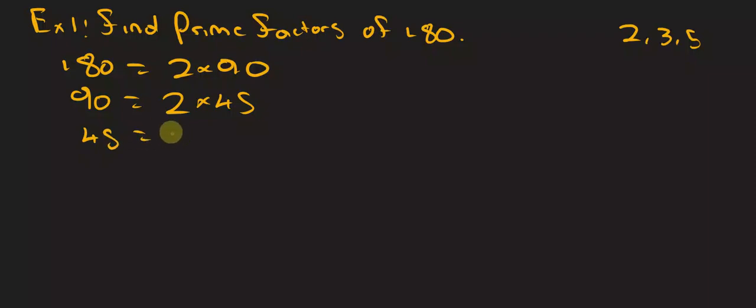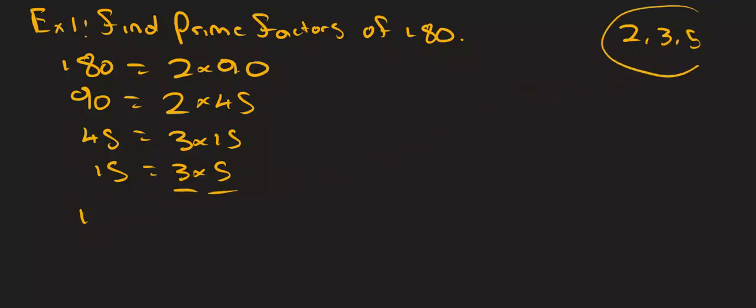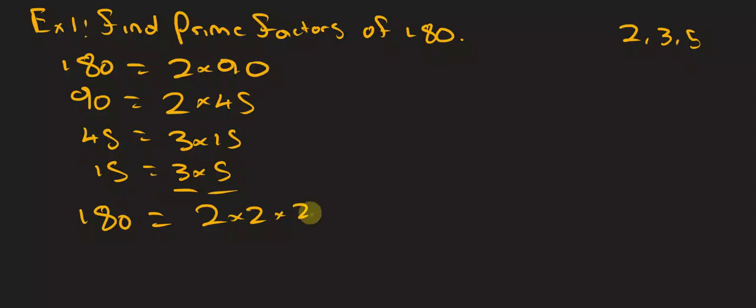45 is the same thing as 3 times 15, put down 15, we have 3 times 5. And you cannot go any further since you have reached the terminal terms for the prime numbers. So you get 180 is equal to 2 times 2 times 3 times 3 times 5.